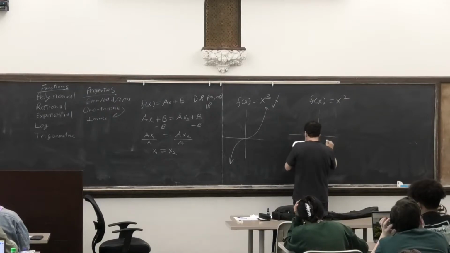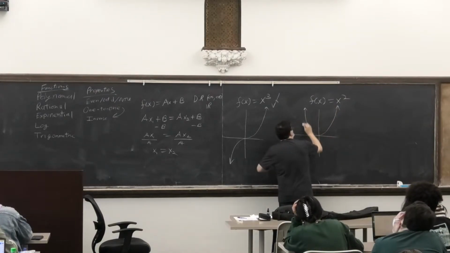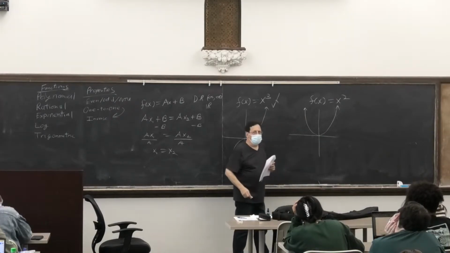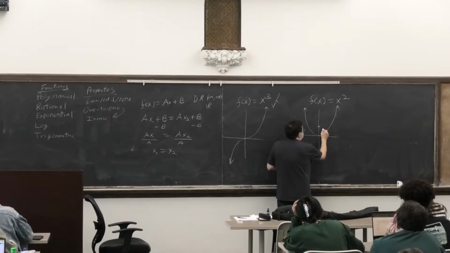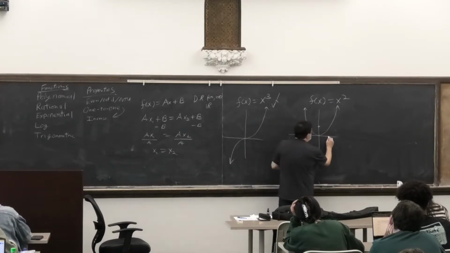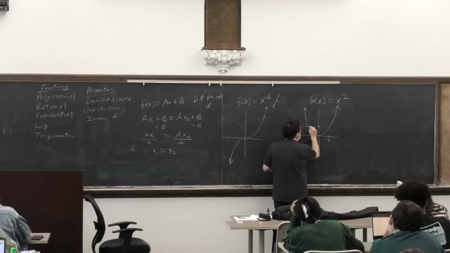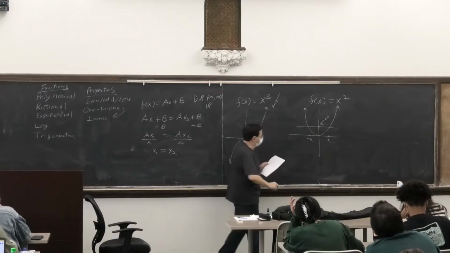And if we draw a picture, you can kind of see why right away. Because there are values, x and minus x, which map to the same point.